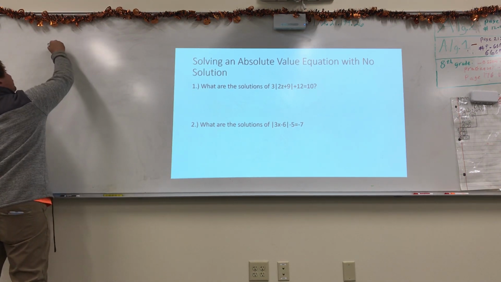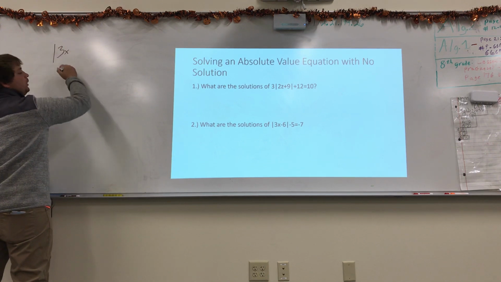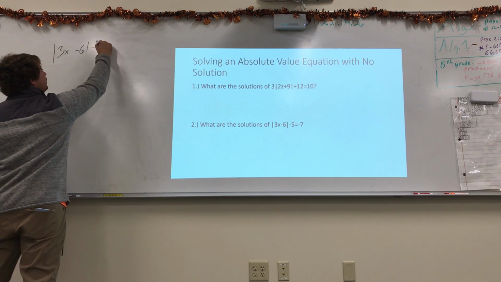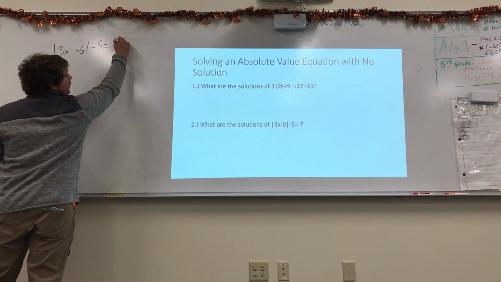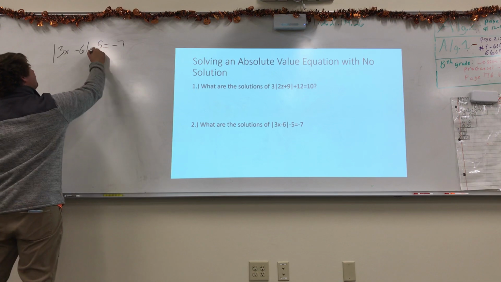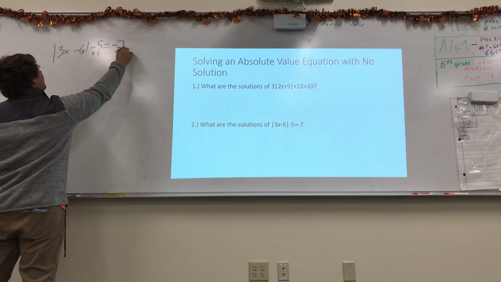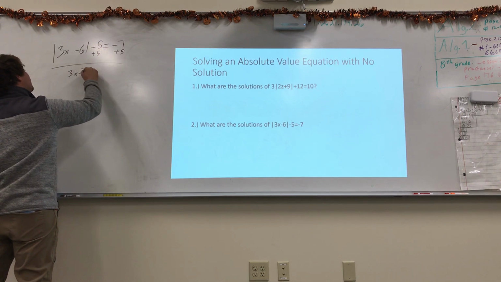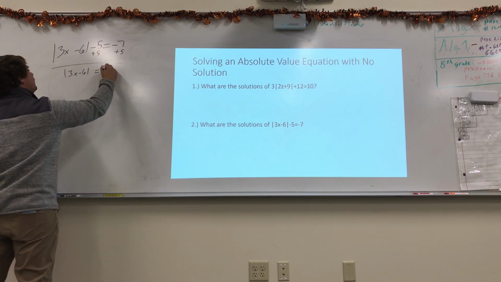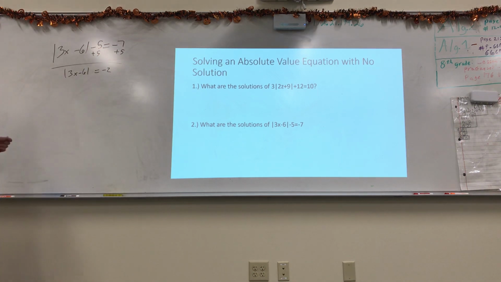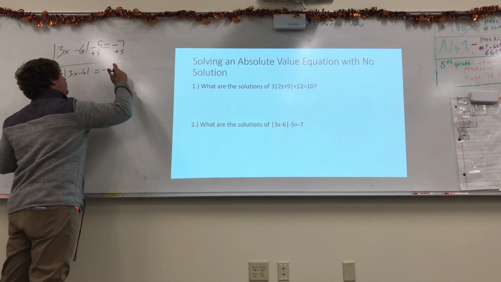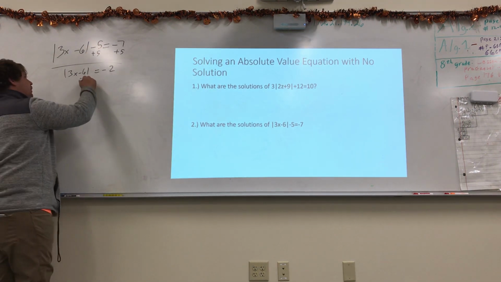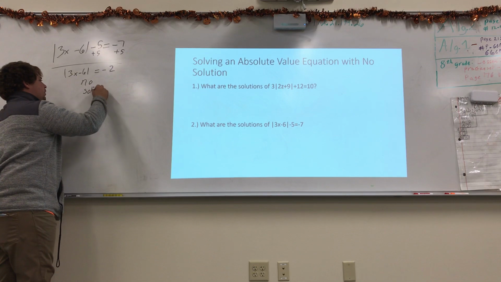You have absolute value 3x minus 6 minus 5 equals negative 7, right? Add 5, add 5. We end up getting the absolute value of 3x minus 6 equals negative 2. Can we have that? No, we cannot have a negative number again. So this one would be no solution.